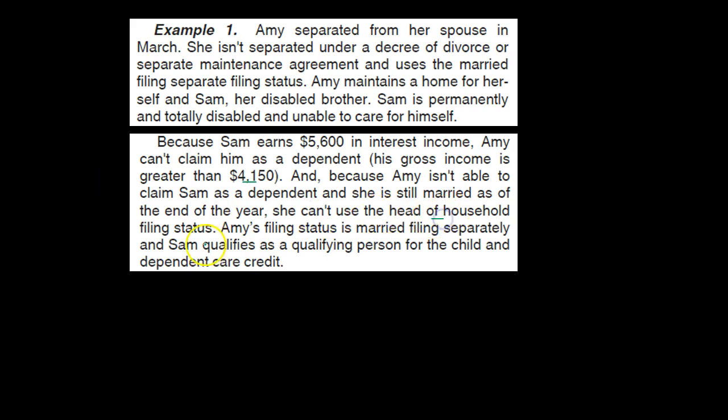So here we have that situation where they're saying she doesn't qualify to file as not married. The only 2 options under married would typically be married filing joint or married filing separate. And they're saying that they don't qualify to file as not married, which would be the head of household status or a single type status. Let's continue to the text. Amy's filing status is married filing separately, and Sam qualifies as a qualified person for the child and dependent care credit. So in this case, that's going to be a special circumstance, in which case Amy's filing status is married filing separate, unusual for that to be an accepted filing status to take the credit.